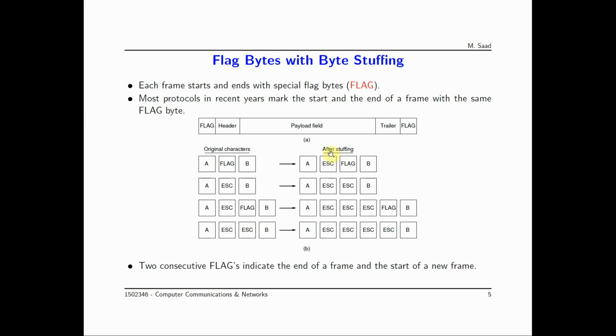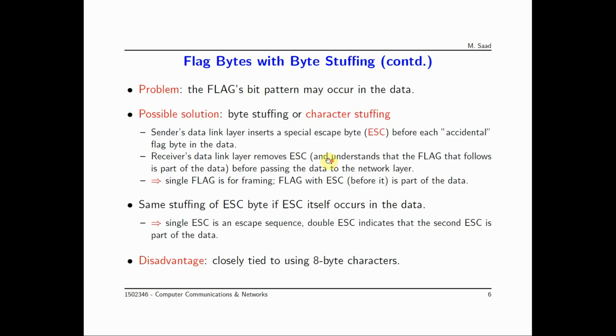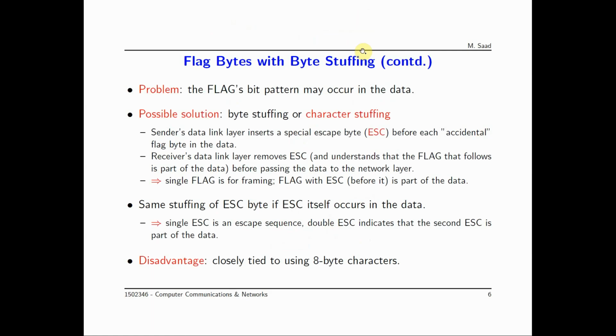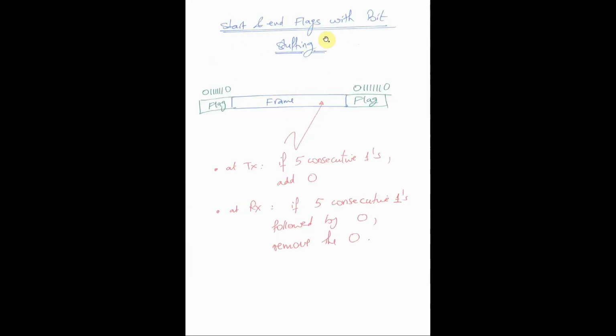Instead of inserting an escape which has 8 bits, we can actually get along with adding only 1 bit. This will be done in the next technique, which is called start and end flags with bit stuffing. So you notice that these two titles are almost the same. So flag and end bytes with byte stuffing, and this is start and end flags with bit stuffing.